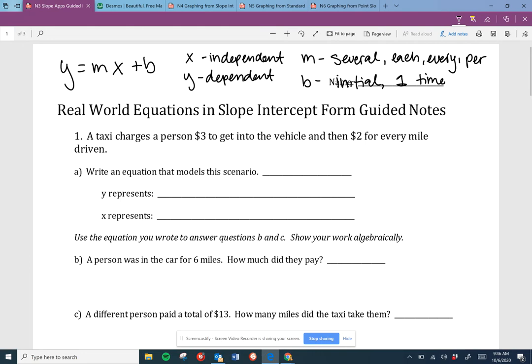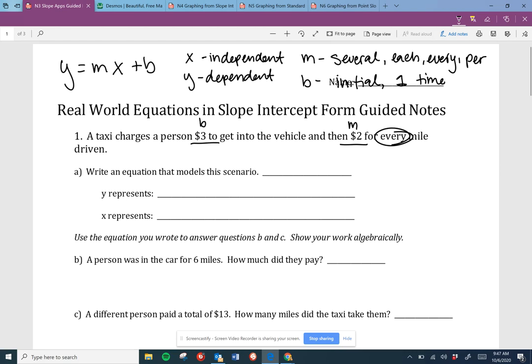It says a taxi charges a person $3 to get into the vehicle and then $2 for every mile. So first off, we're going to have a 3 to get into the vehicle, and then the 2 for every mile. I just said that every is a slope word, so we know that this 2 is going to be our m. The 3 is the initial, what they charge at the very beginning to first get in, and that's just a one-time charge, so that will be our b. We'll fill those numbers in.